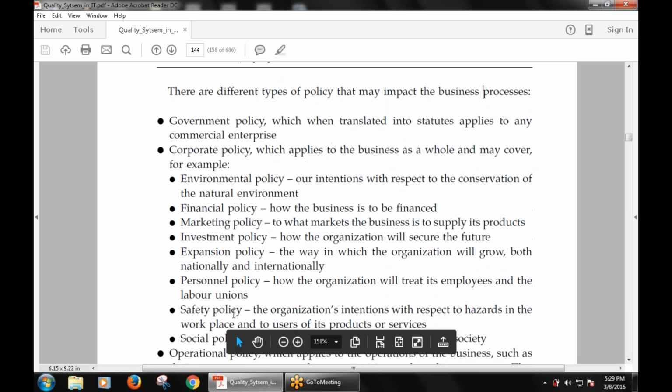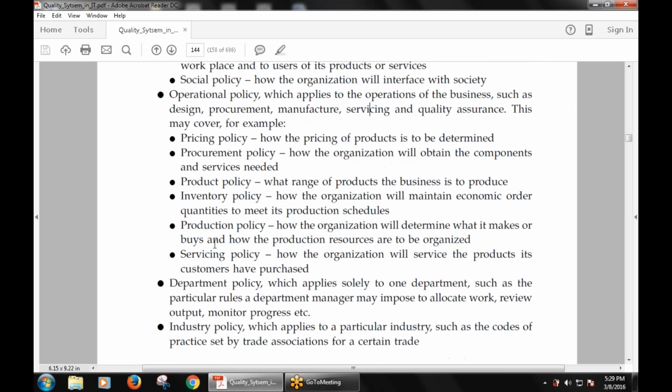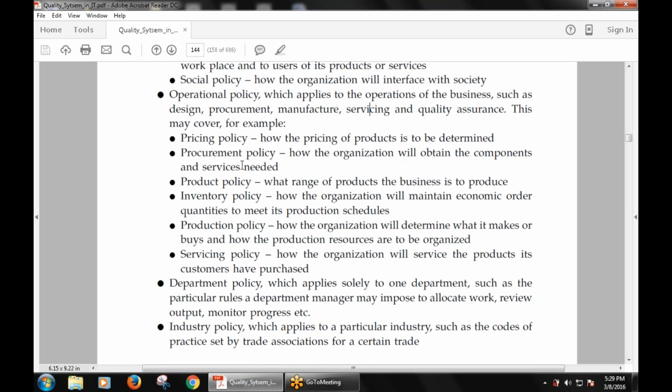Then after government and corporate, there is an operational policy that applies to the operations of the business, such as design, procurement, manufacture, service, and quality assurance. That includes the pricing policy, product policy, production policy, and servicing policy. That is, the policies that are required for making the system operational.